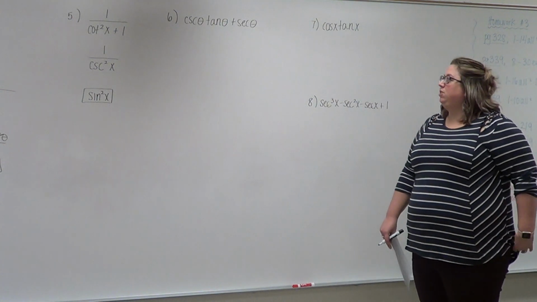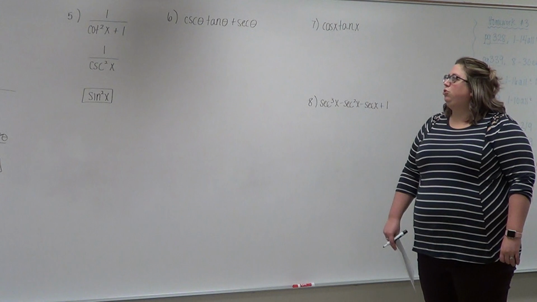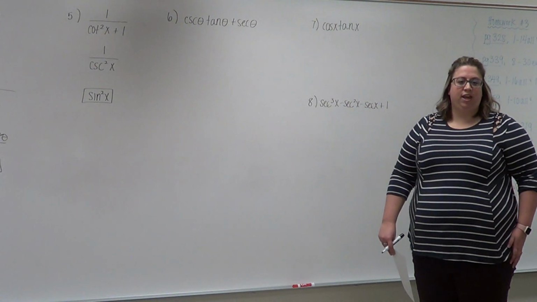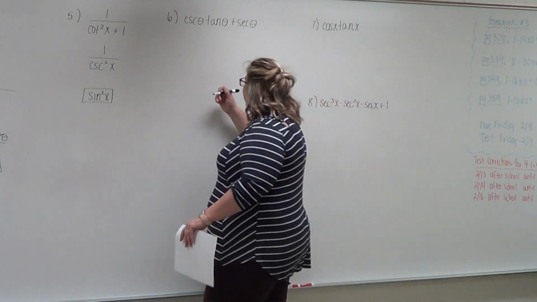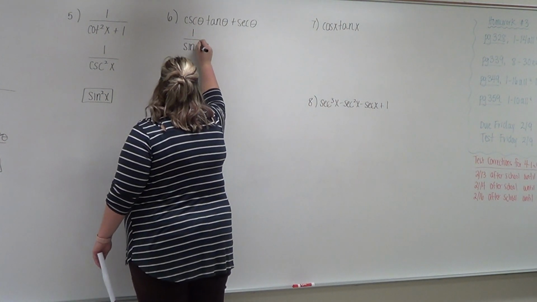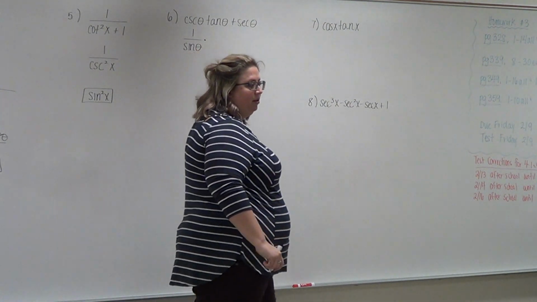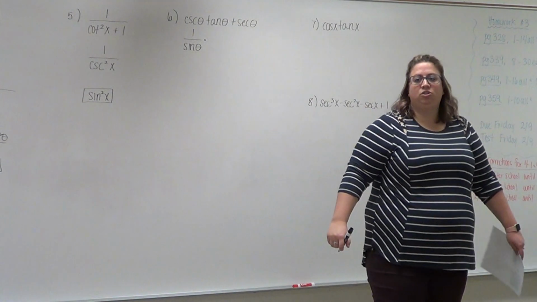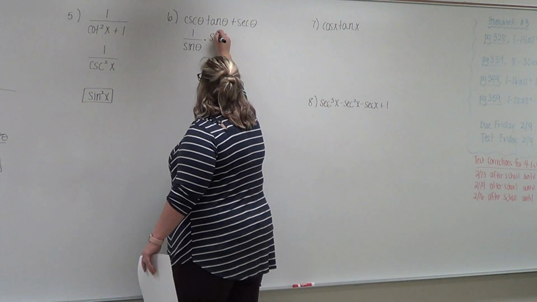No, so then what I would do is change everything to have sines and cosines. So what could you change cosecant into that has a sine or a cosine? 1 over sine. Okay, so where'd you see that? Reciprocal identities. Okay, then what about tangent? Sine over cosine. Okay, where'd you see that, tangent as sine over cosine? Quotient identities.